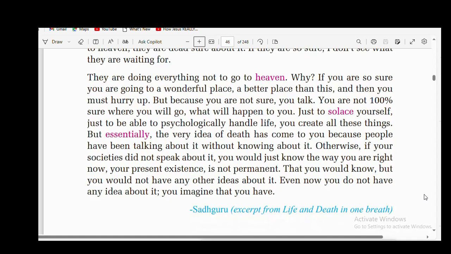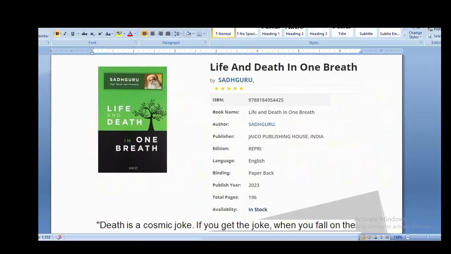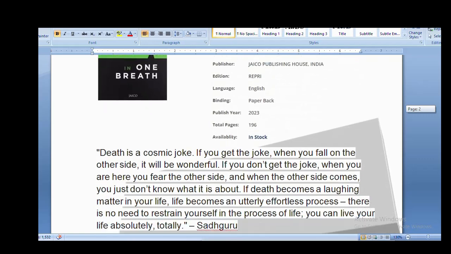Yeah, this text was a small part of the book written by Sadhguru, the book Life and Death in One Breath. So, this was the book written by Sadhguru, Life and Death in One Breath, and the text we just read was a small part of this book. So, Sadhguru has said here in his book, that it is a cosmic joke.